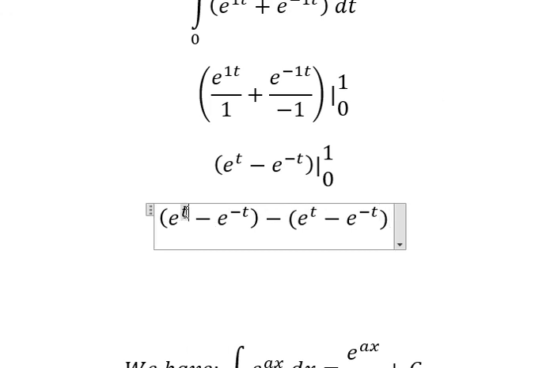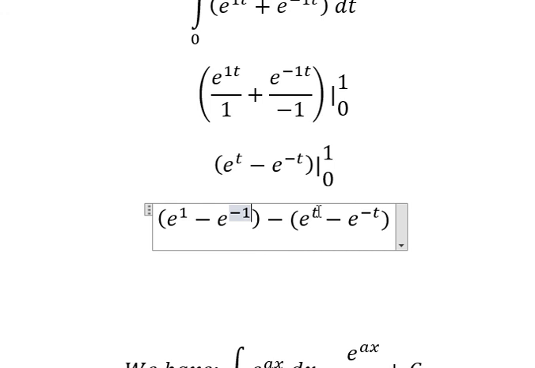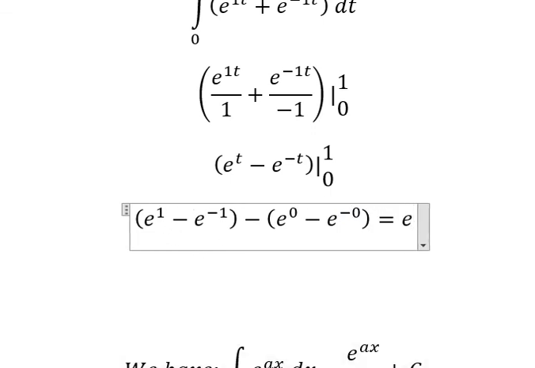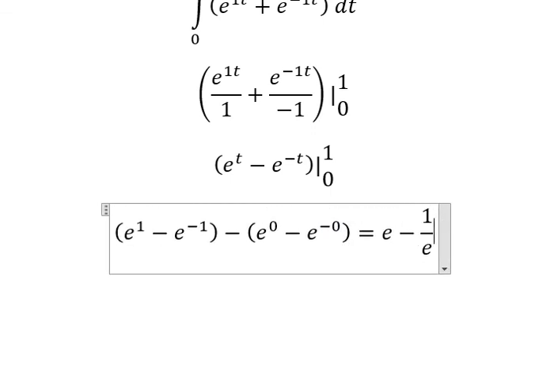This is 1. This is 0. So we have e minus 1 over e, because this is the negative power, so we can transform it into 1 over e.